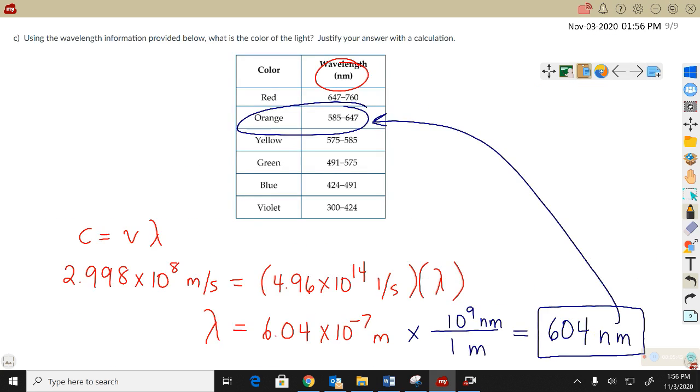And so the last part of this is to solve for the wavelength. Using the wavelength information provided below, what is the color of light? Justify with the calculation. Okay, so now I'm going to use the equation speed of light equals frequency times wavelength. The speed of light's in my packet. I've got the frequency. I can solve for the wavelength.